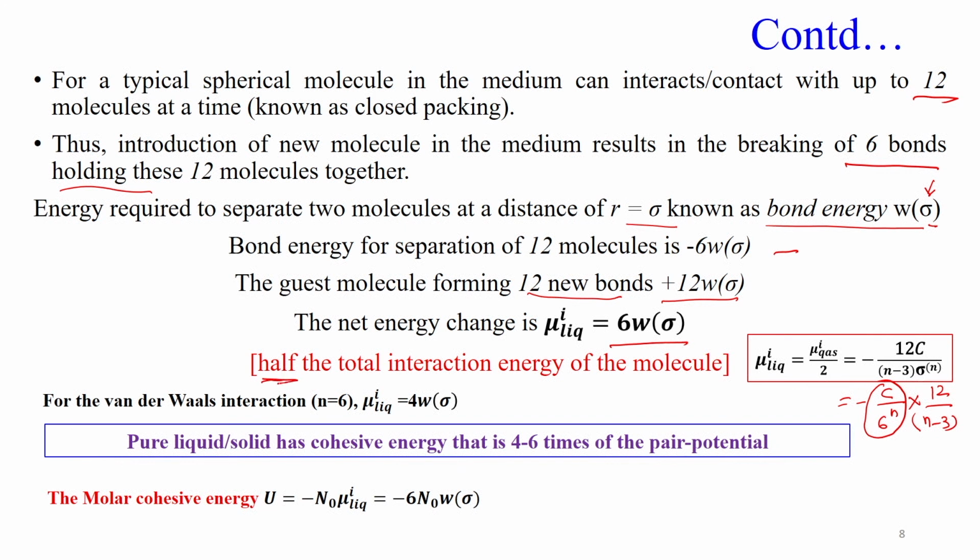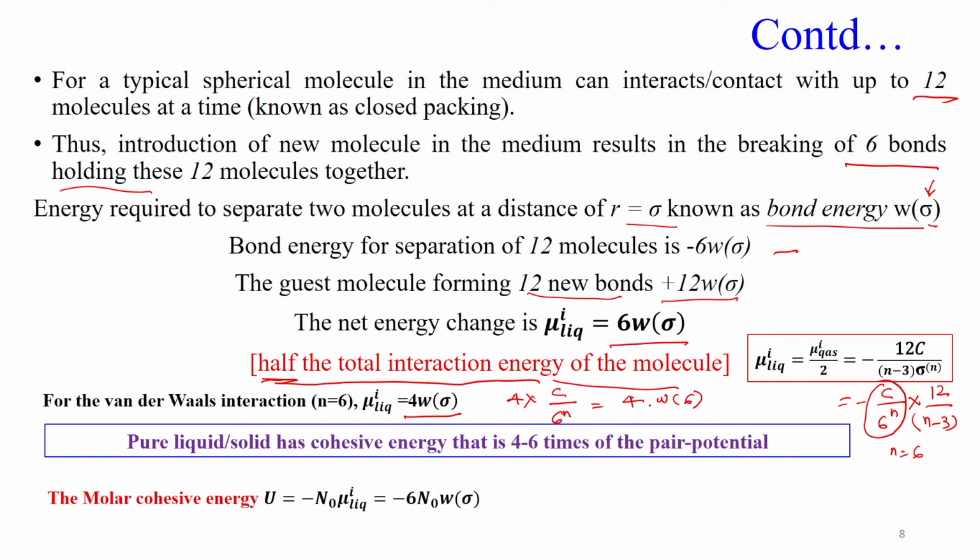So you can say that half of the total interaction energy of the molecules is equal to C upon sigma to the power n, into 12 upon n minus 3. Now, if you remember from the last class, for van der Waals interactions the value of n was 6. If you put n equal to 6 here, it will be 4 times C upon sigma to the power n, which is 4 times the pair potential. So from the mathematical expressions, considering the van der Waals interaction with n equal to 6, we are getting 4 times the pair potential.